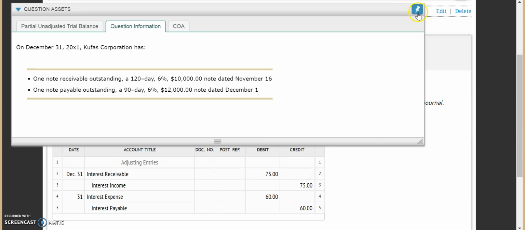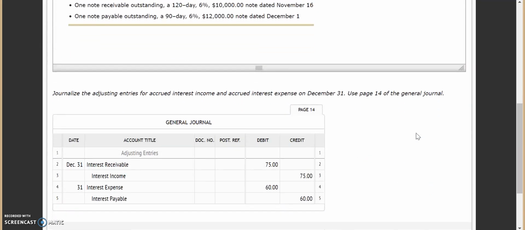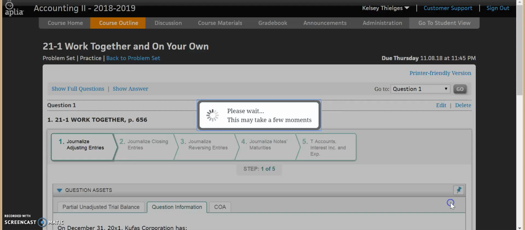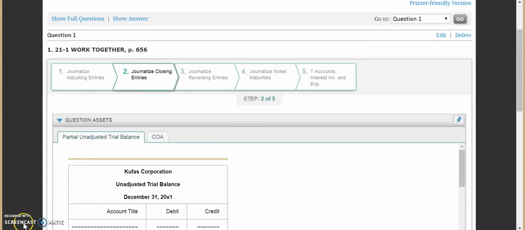So that is step 1, doing an adjusting entry. And again, we've done this before, so this shouldn't be too new. Let's head over to step 2 and get ready to complete that one, which is journalizing our closing entries.